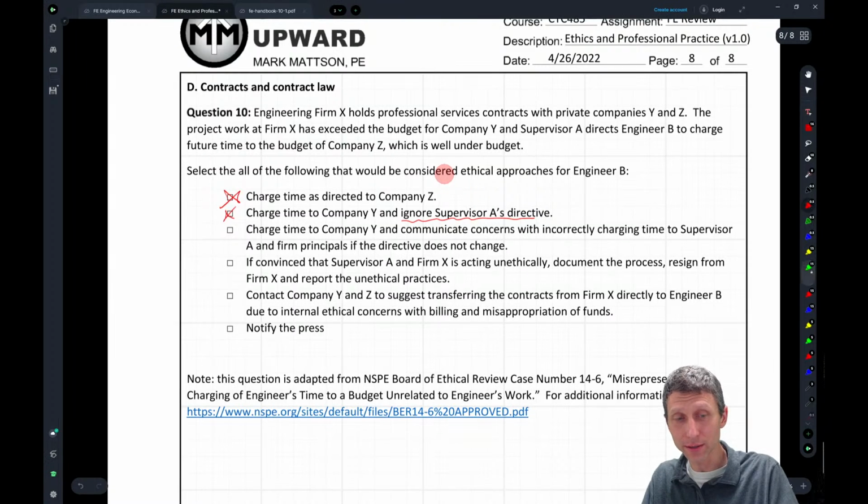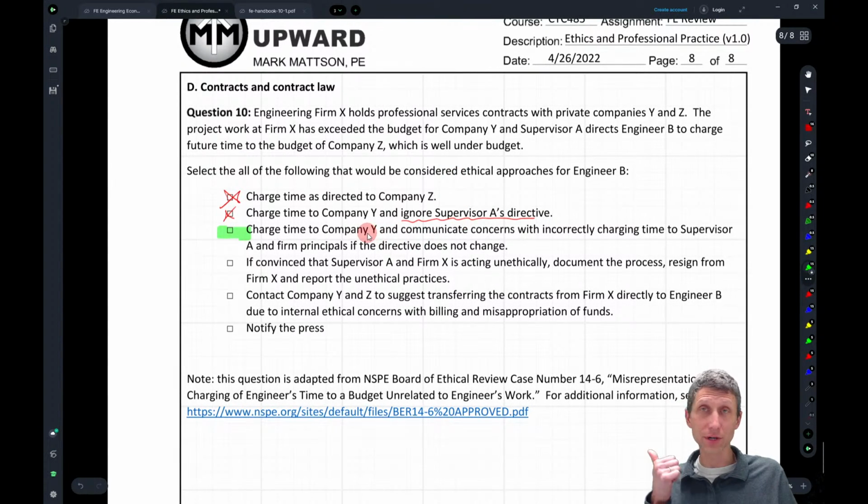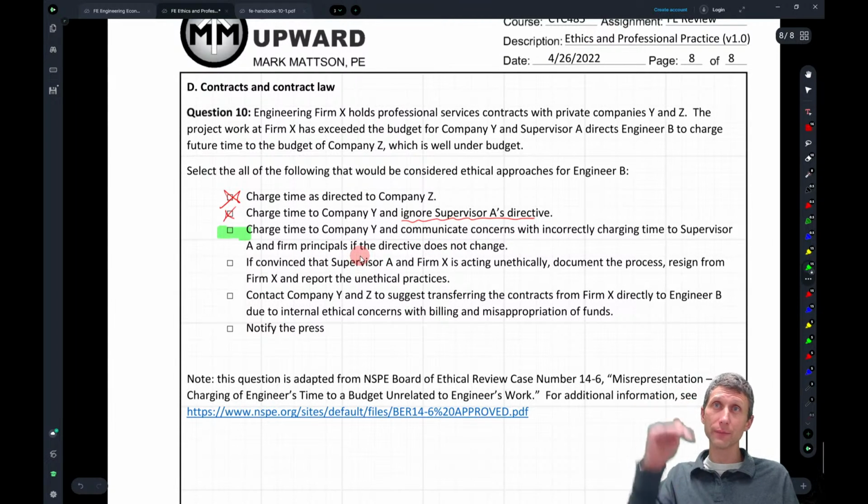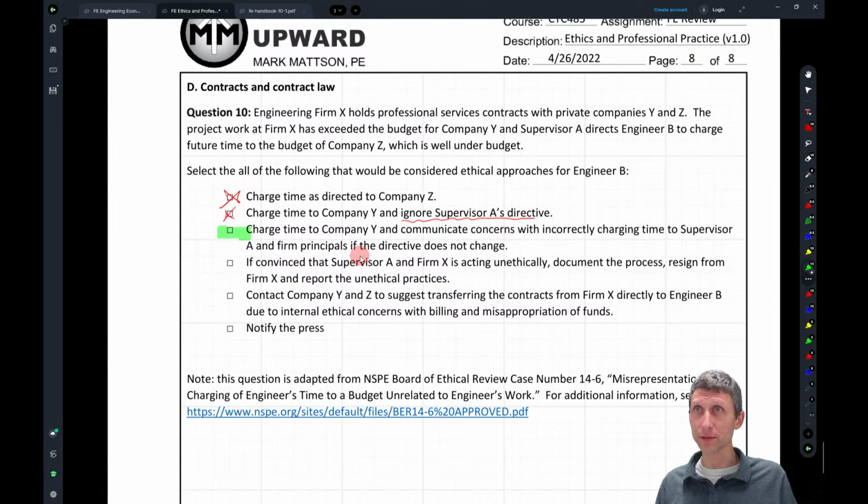And that's where this third one comes in. What you're doing is you're charging the time the correct way. You're communicating your concerns and telling them no. And if the supervisor doesn't listen, what are you going to do? You're going to go up the chain of command. You're going to tell the firm principals if there's no change. So I think you do need to say something. You can't just ignore it and go along.